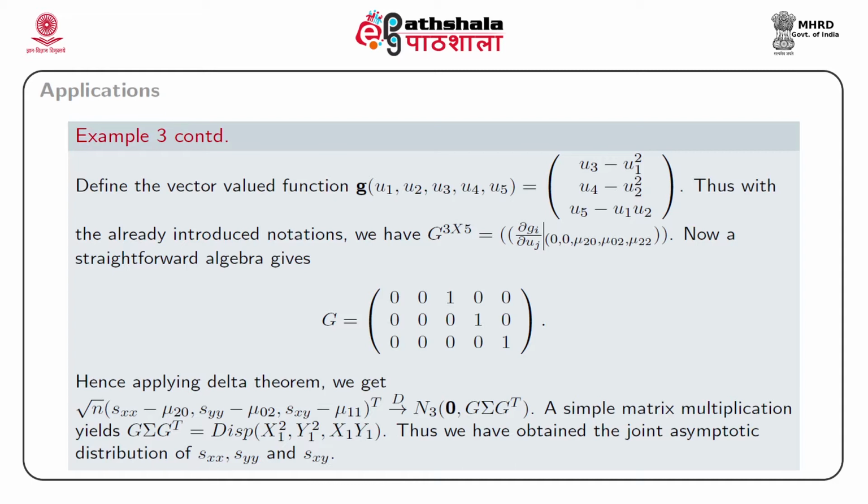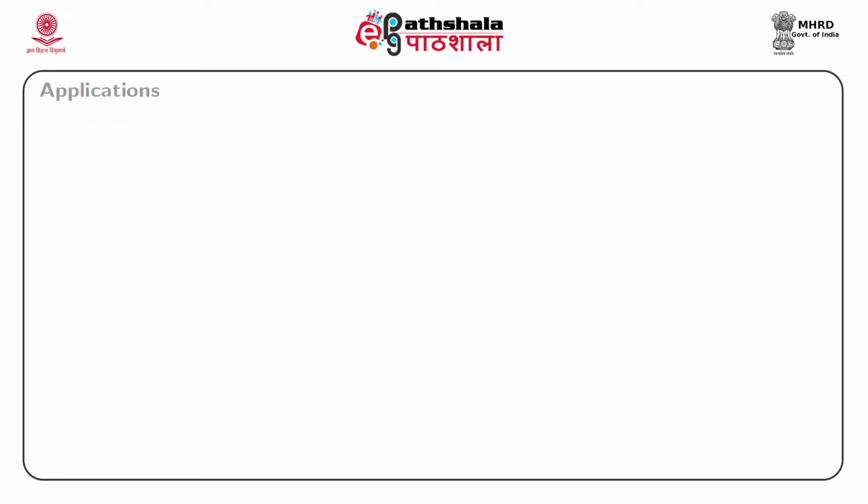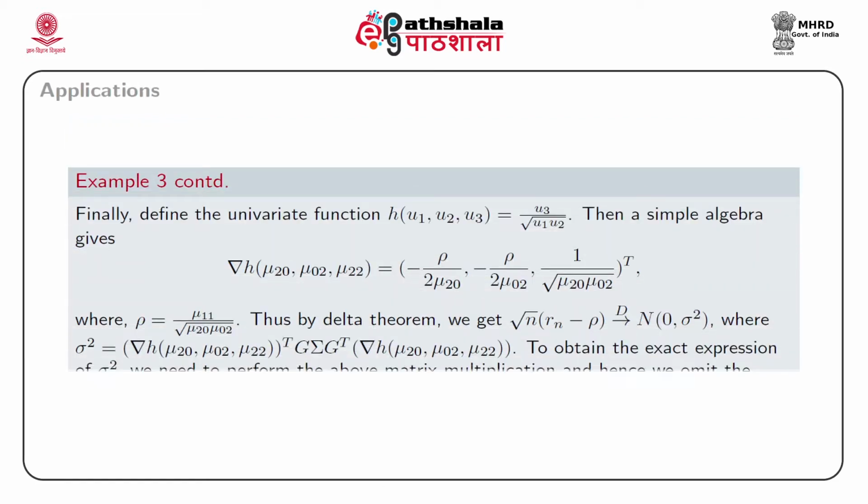So, at this point, it should be remembered that we have expressed R as a function of 5 moments. Then, from 5 moments, we have identified 3 distinct quantities Sxx, Syy and Sxy, and we have obtained the large sample distribution of Sxx, Syy and Sxy. So, now our task is to find the distribution of R using the joint distribution of this Sxx, Syy and Sxy. So, we define the univariate function h with 3 arguments u1, u2, u3 as u3 divided by square root of u1 u2.